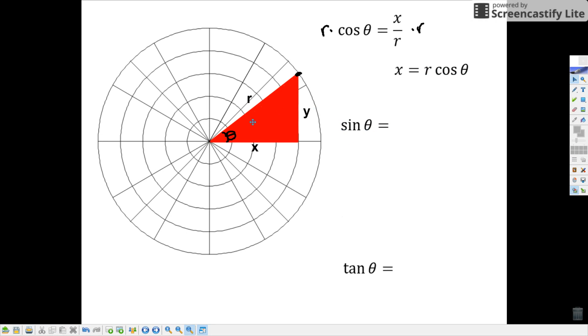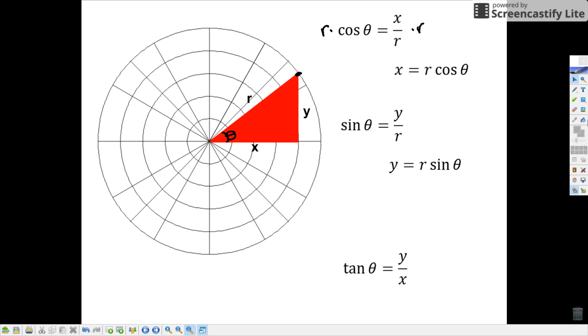Likewise, we could find sine of theta by doing our opposite over hypotenuse. So in this case, y over r. And once again, I'm going to multiply both sides by r, which means that y is the same thing as r times sine of theta. Now there's another formula that we have, and that's for tangent of theta. Now tangent of theta is equivalent to your opposite over your adjacent. Okay, so that would be y over x. Now I don't have to solve for anything because both x and y are rectangular coordinate values, so we're just going to keep this equation as is.